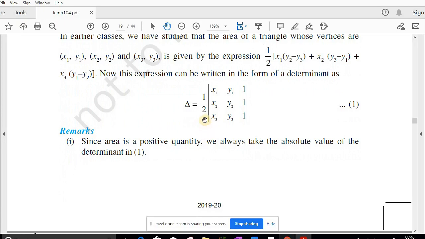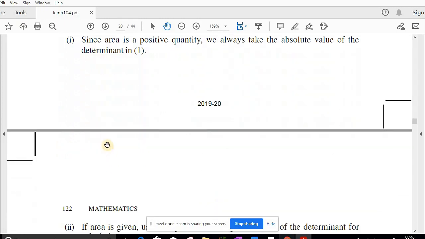Because a determinant can be negative also, the area of the triangle is not just this determinant, it is the absolute value of this determinant. Since area is a positive quantity, we always take the absolute value of the determinant. A determinant can be negative, but if we are finding the determinant for the area of a triangle, we have to take the positive, the absolute value of that determinant. Okay, so this is the first remark.